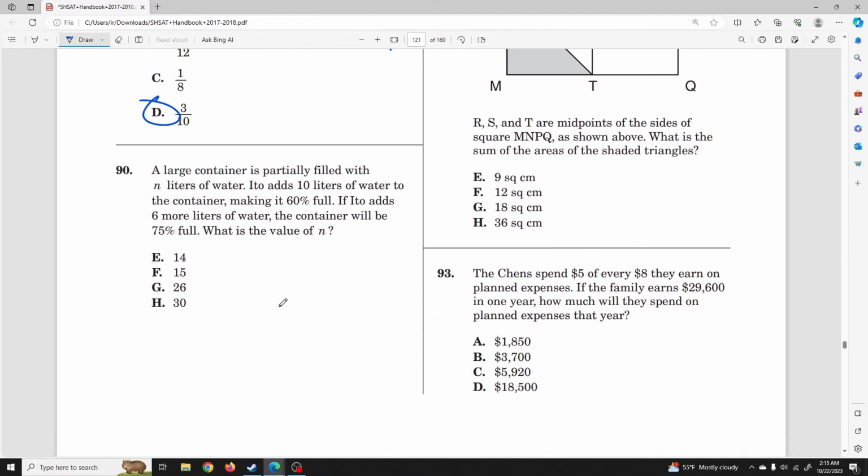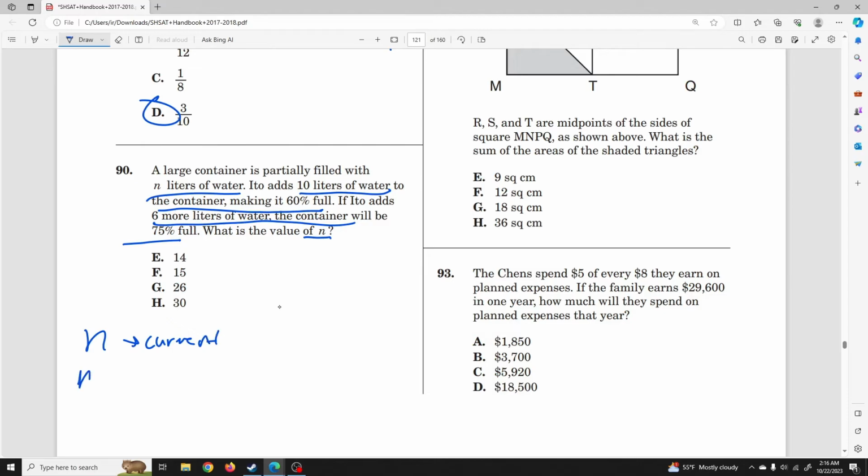Moving on to number 90, it says a large container is partially filled with n liters of water. Ito adds 10 liters of water to the container, making it 60% full. If Ito adds 6 more liters of water, the container will be 75% full. What is the value of n? Right, so here we have n water, which is like the current amount of water.